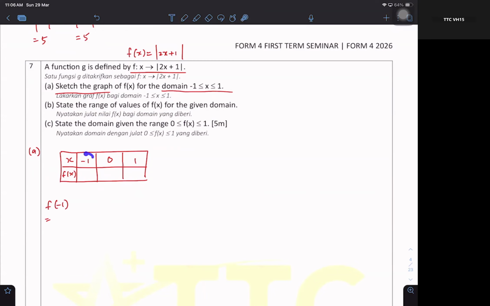If the x is negative one, so f(-1), you take the bracket, sub into the x. So modulus of 2 bracket negative 1 plus 1. You press calculator, you get negative 1, right? Then modulus negative 1 becomes 1. So the f(x) is 1.